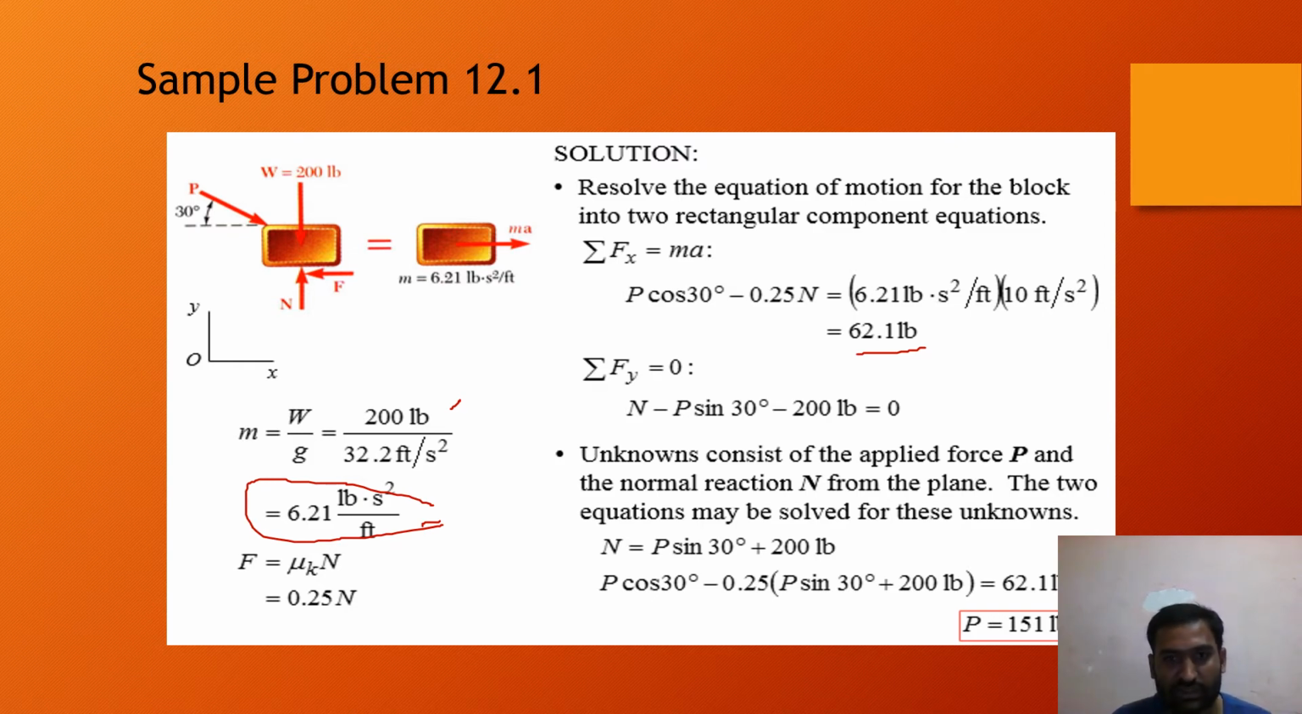Okay, here I will give some hints. The unknowns consist of the applied force P and the normal reaction N from the plane. The two equations may be solved for these unknowns. N is equal to, we transfer these values to this side, so N is equal to P sin 30 plus 200 pound. What we need to calculate is the P magnitude. The value is given. Put the value in and you get the answer.